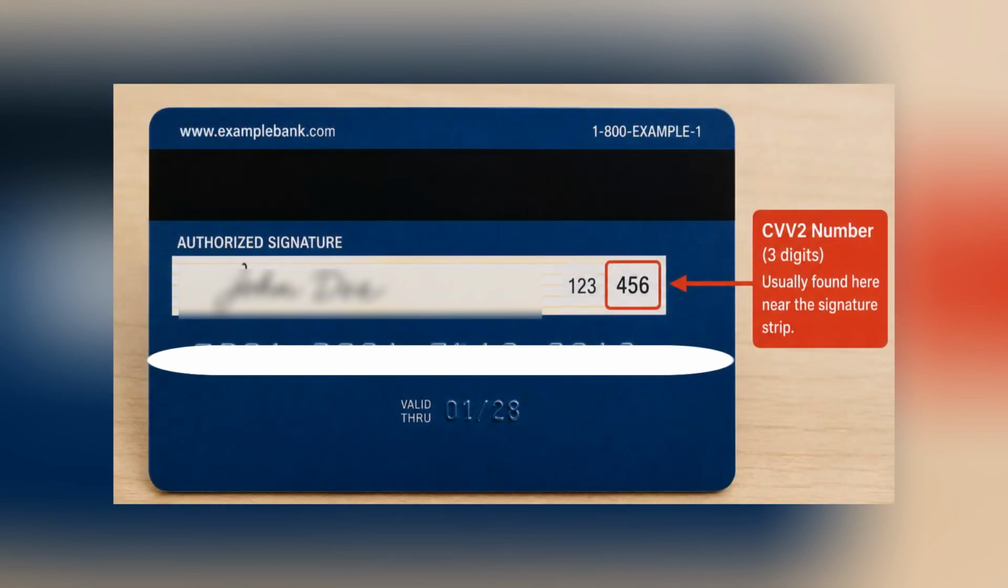Hello everyone, in this video I will show you how to find the CVV2 number on your debit card or credit card.